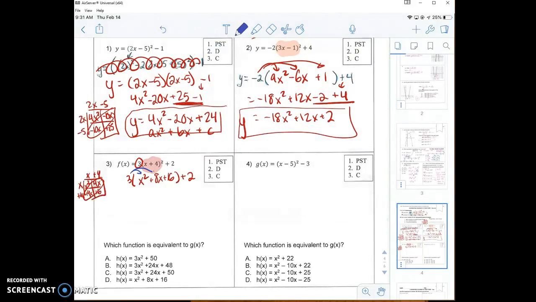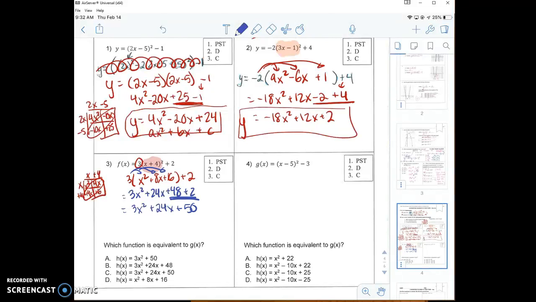I'm going to distribute my positive 3. This gives me 3x squared. 3 times 8 is 24x. And 3 times 16 is 48. Carry down my plus 2. And last I combine my like terms. 3x squared plus 24x. 48 and 2 is 50.